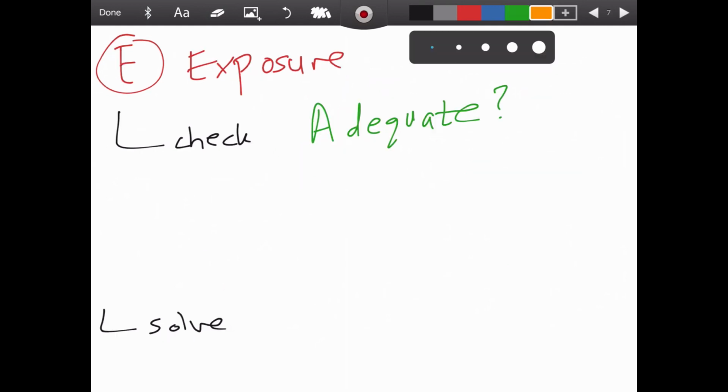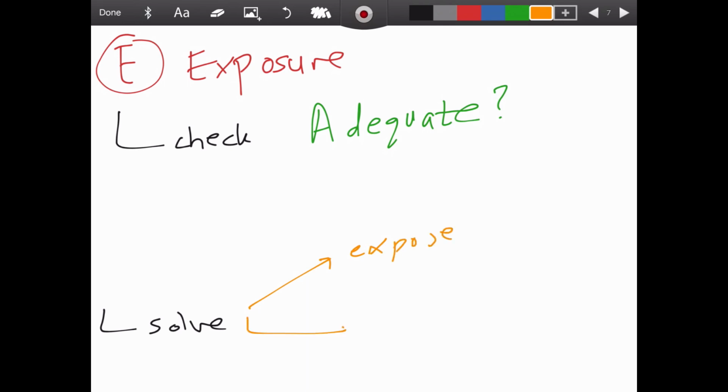In exposure, what you're checking is whether the patient is adequately exposed. That means you can see enough of the patient's body to determine whether there are any external signs of hemorrhage, any external signs of trauma, or any rash, or whatever it is that you're looking for. So make sure that is adequate. And if it's not adequate, how can you solve this? Well, you can expose the patient enough to make it more obvious for you, but also make sure that you don't expose them so much that it causes hypothermia. So that has to be kept in mind.